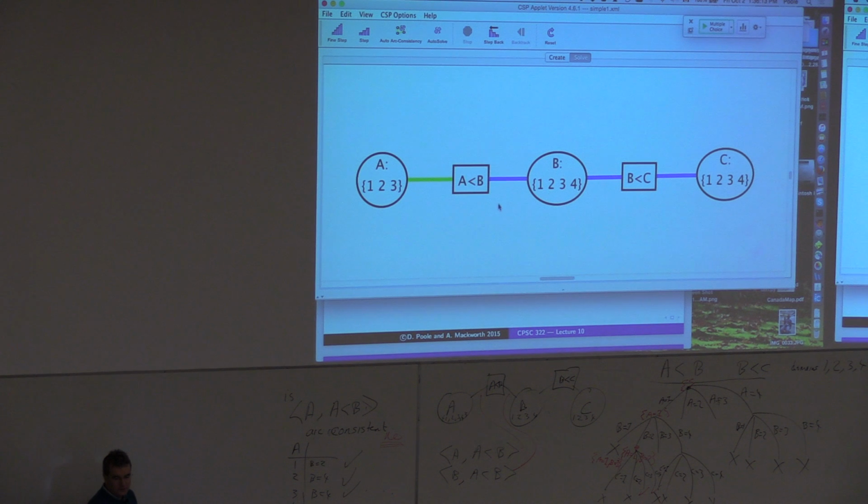Right, what if I now do A is less than B? What if I click on this arc here? What's it going to do? Is it going to do anything? Oh, sorry, by the way, it also changed this to green. So green, it's now arc consistent. Once you prune it, it's arc consistent. If I do this, it's going to remove 1 from B, right?